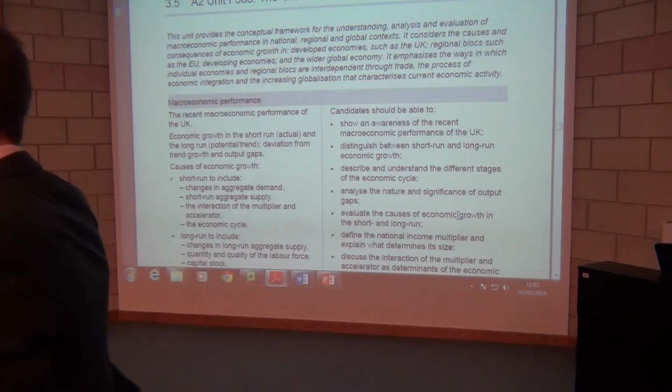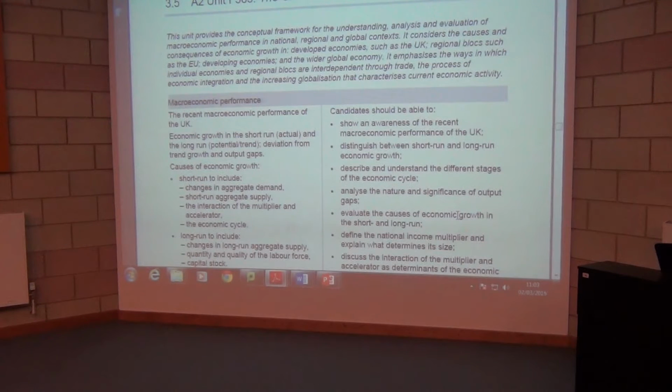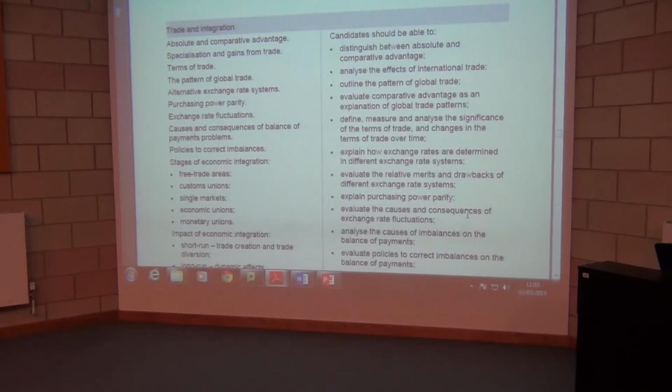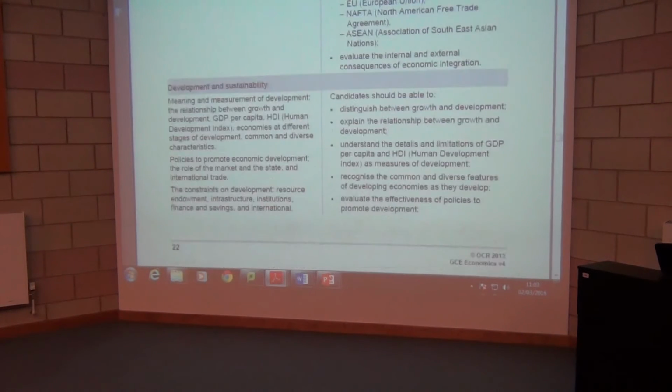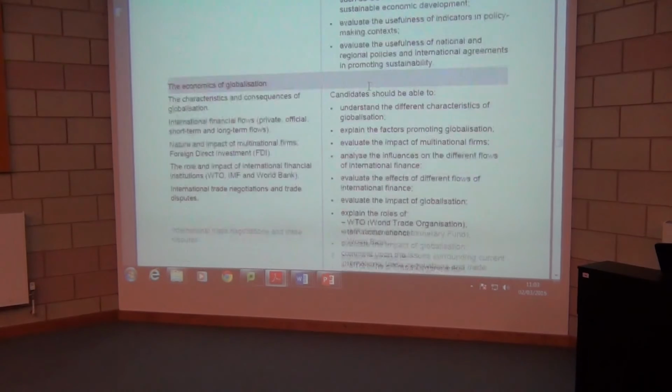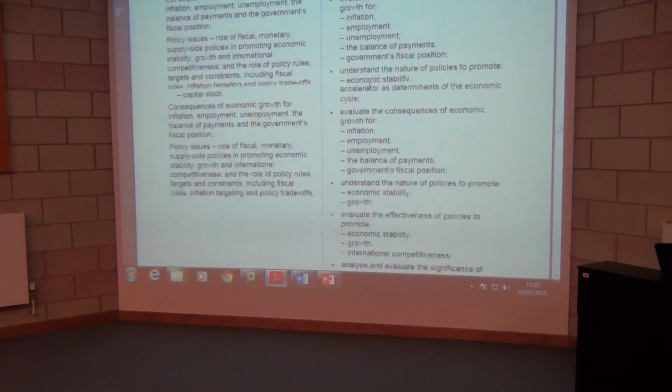I hope that what's on the screen behind me is not something that you're unfamiliar with. This is of course the OCR specification and the section for Unit 585, which is the global economy. You will know, I'm sure, that it's split into four parts: macroeconomic performance, trade and integration, development and sustainability, and then the economics of globalization, which comes later. So those are the four components of this specification.